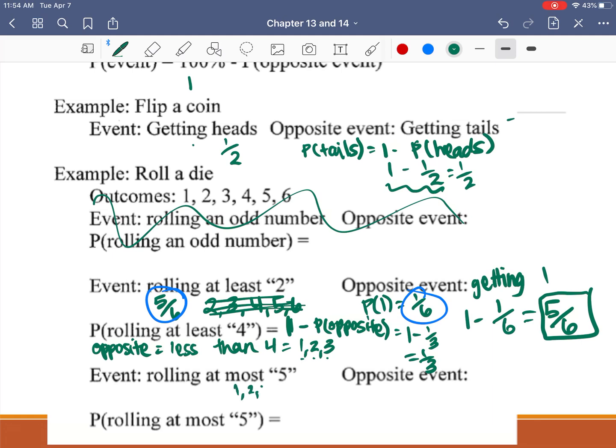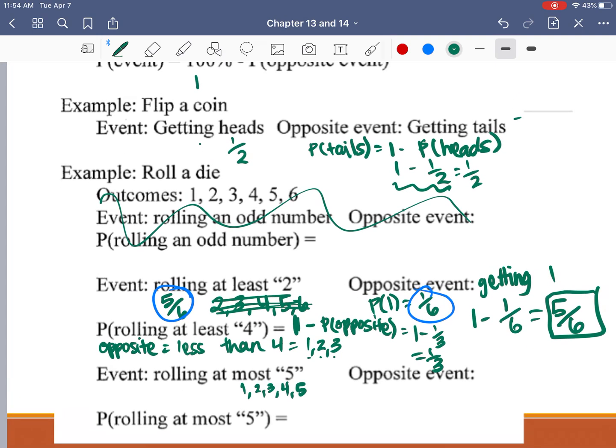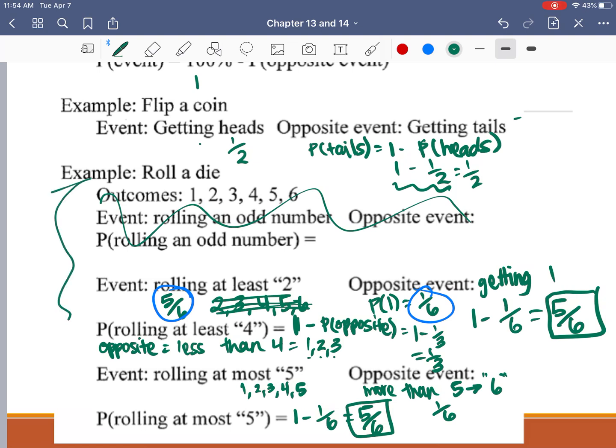Probability of rolling at most a 5. And that's saying 1, 2, 3, 4, or 5. So the opposite event is more than a 5. Well, the only way to get more than a 5 is to get a 6, which only has a 1/6 chance of happening. So rolling at most a 5 is equal to 1 minus that 1/6 chance of not rolling at most a 5. So it's 5/6.